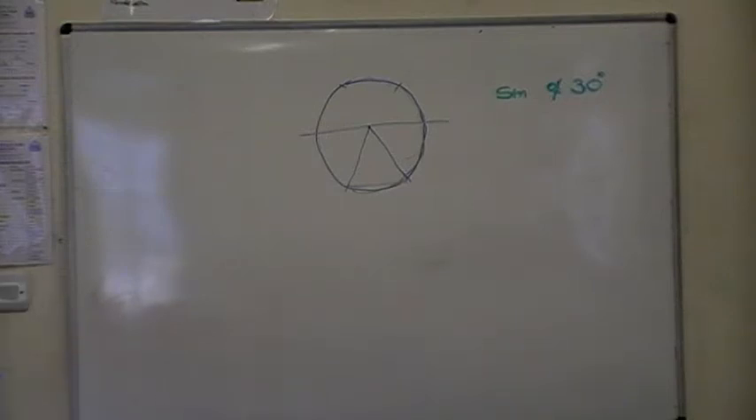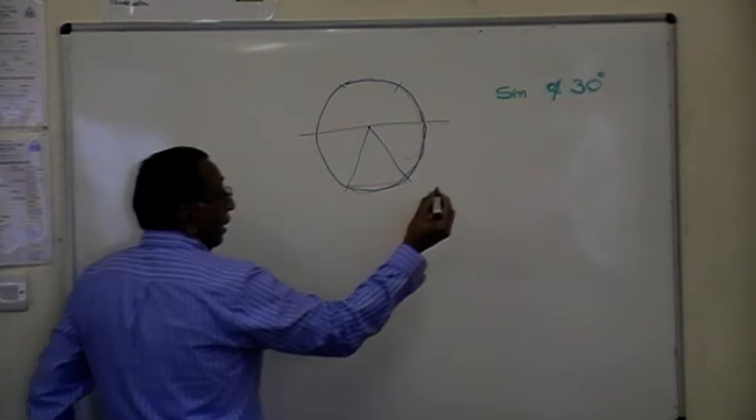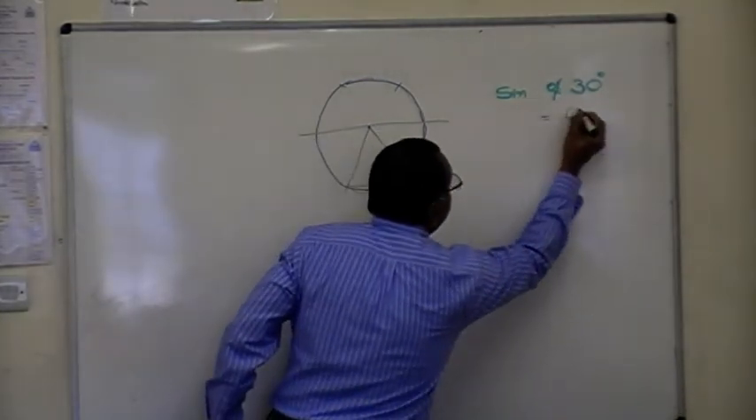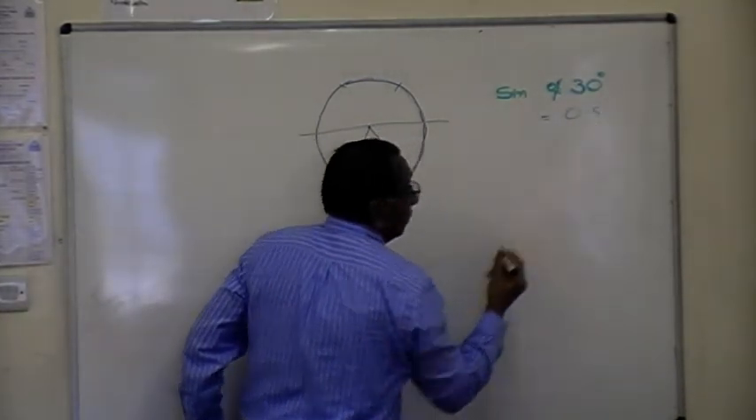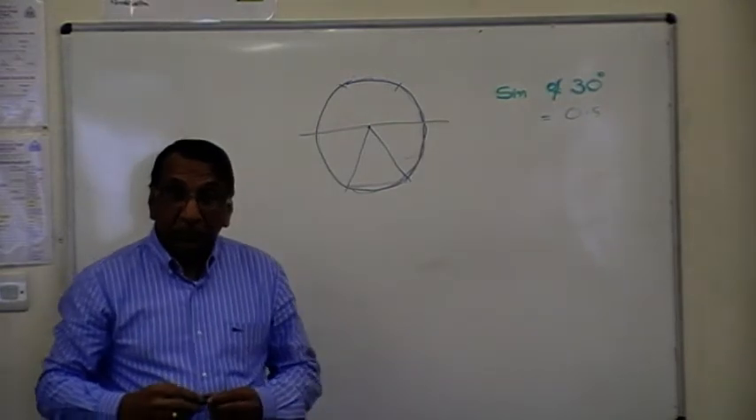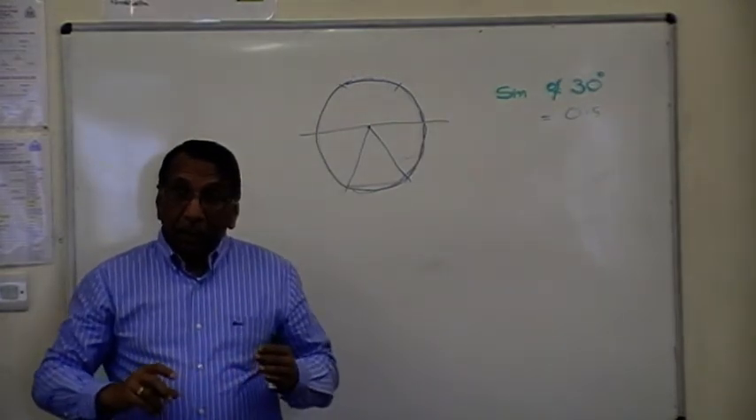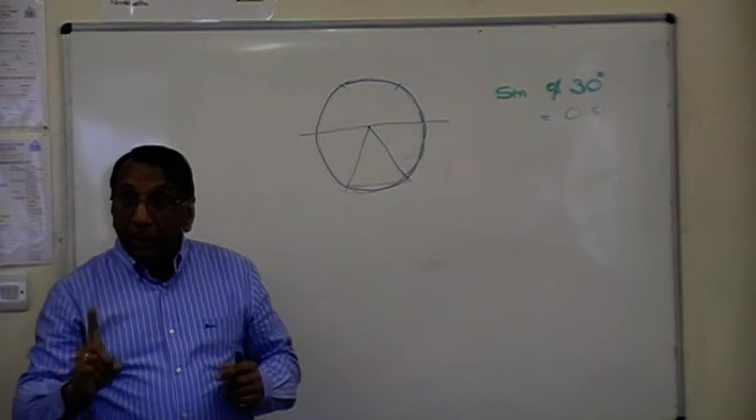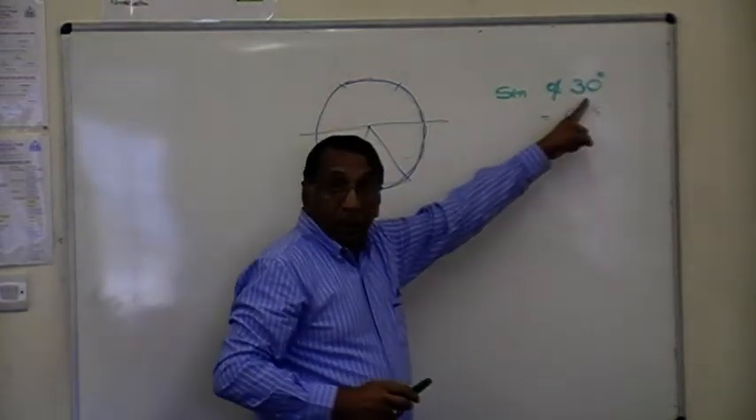0.5, right? So the calculator is giving 0.5. The 0.5 is not degrees; it is the sine of 30 degrees.